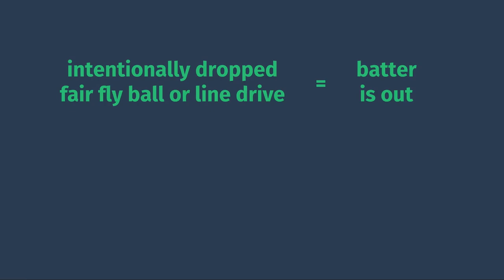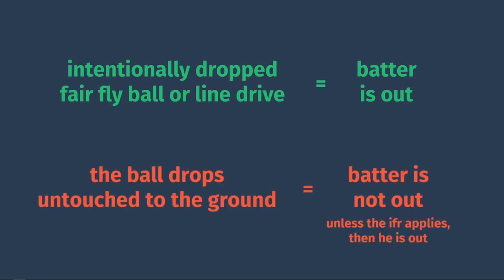So the second part of this is key because it emphasizes the original premise of an intentionally dropped fair fly ball or line drive. Thus, it only applies when the ball was dropped on purpose. It does not apply if the infielder simply allows the ball to drop without touching it. So we have two items of note here.